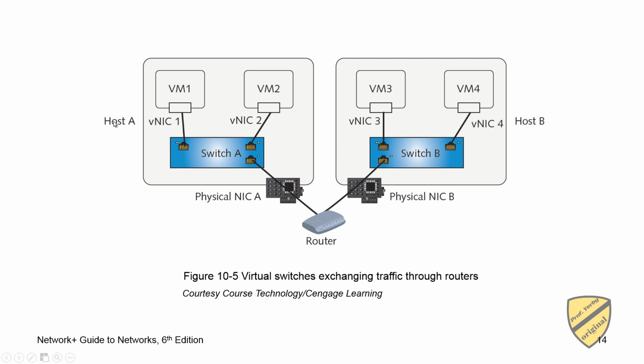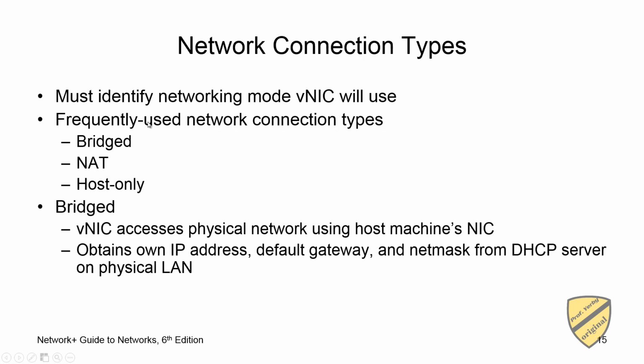So we have host A, host B. They're doing the same thing. They're going to their virtual switch, out through their physical network card to a router, and then the reverse path, and then the data can get to our virtual machines. You must identify the networking mode and VNIC you'll use. So when you're setting up the virtual machine, it'll ask you which of these modes you want to use: bridged, network address translation, or host only.